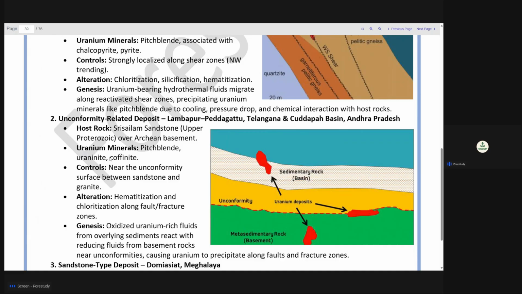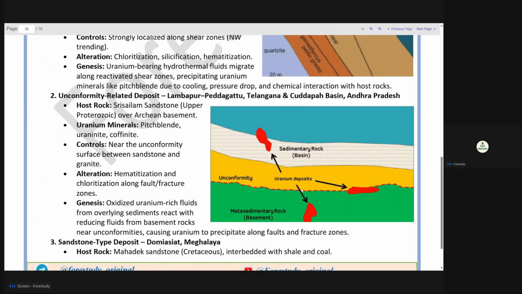The uranium minerals are pitchblende again, uraninite and coffinite. Controls are near the unconformity surface between sandstone and granite. Since there is a gap between the two rock units along the unconformity, you will always find some amount of permeable zones. At those zones, if there is a reducing condition, uranium will get deposited. The alteration will be hematization and chloritization along fault and fracture zones. The genesis is that oxidized uranium-rich fluids from overlying sediments react with reducing fluids from basement rocks near unconformities, causing uranium to precipitate along faults and fracture zones. This is the genesis.